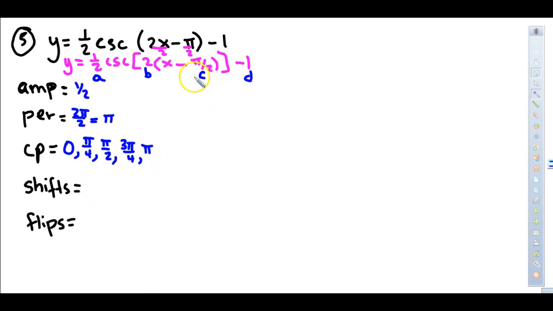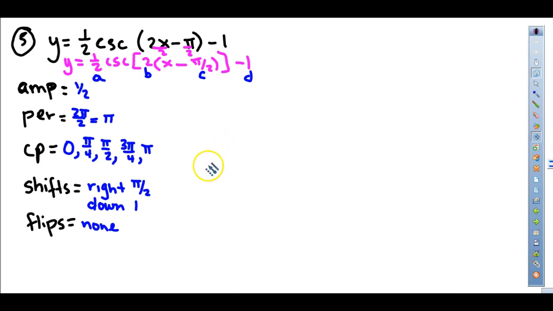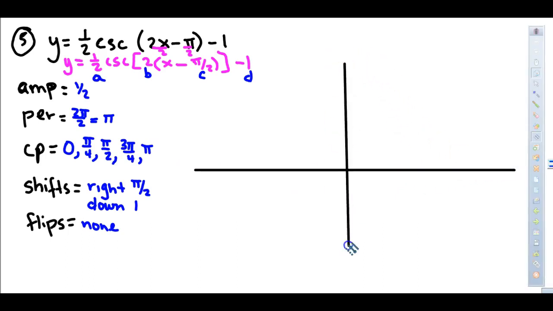Now, my shifts, I have a horizontal shift here to the right, pi over 2. And a vertical shift down 1. Flips, well, A and B are both positive this time, so there are none. No flips, okay? So let's graph this. Let's see what we got here. You know, graphing these are not bad. It's a little tedious, can get a little boring, but it is something you so need to know for when you move on to either IB Math 1 or AP Calculus, whatever it is you plan to take, or you can take both. Who knows?